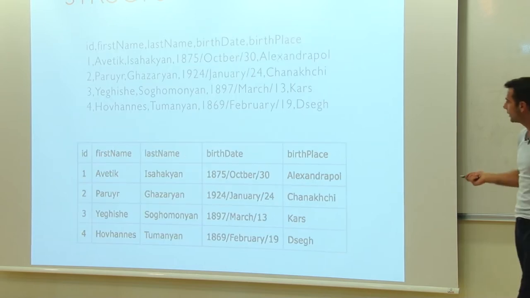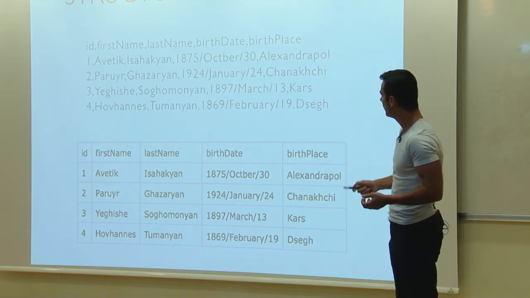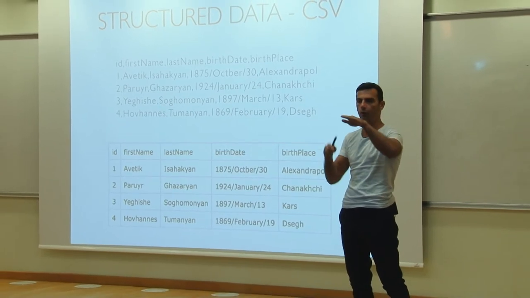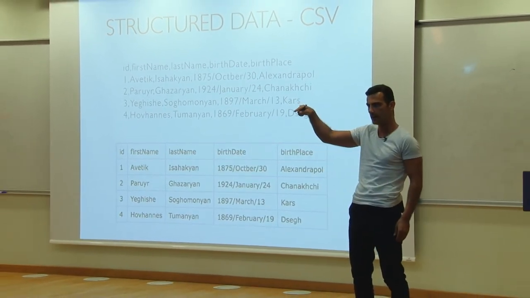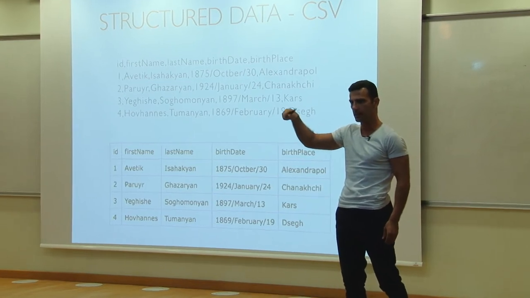Conversely, this is an example of structured text. So this is structured data. This is a CSV file. If you've ever seen a file with a .csv at the end, CSV means comma separated values, CSV.